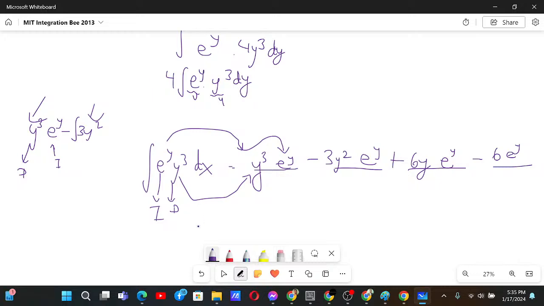Now if you multiply by 4, we will get 4y cube e to the power y minus 12y square e to the power y. Now let me also take e to the power y common. That will make our life simpler. e to the power y common: 4y cube minus 12y square plus 24y minus 24 plus c.